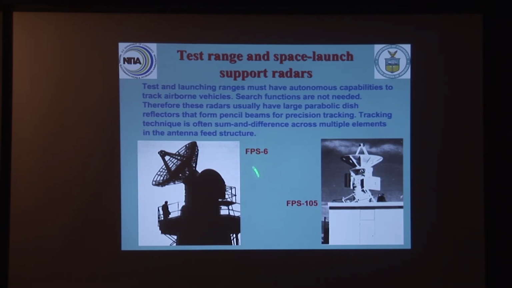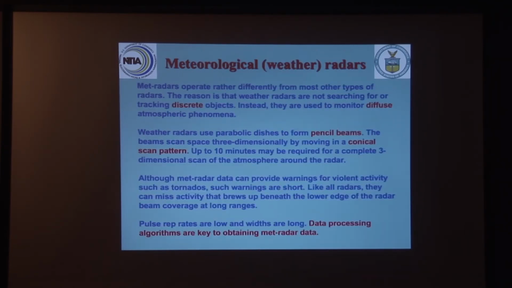FPS is fixed radar search, and these types of radars are ubiquitous on test ranges. They're also used for launch support. When a launch vehicle is putting a payload up into space, they'll track it with this type of radar as it goes up off the pad and verify that it's basically on course as it's boosting up to orbit.